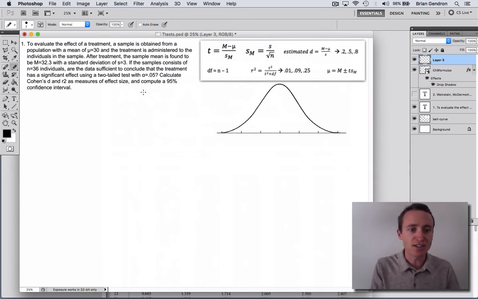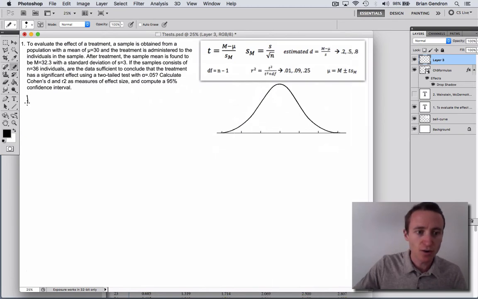At the end of the question, it says, calculate Cohen's d and r squared as measures of effect size and compute a 95% confidence interval. So there's a lot going on here, but let's take it step by step and we'll see how it goes. Step 1, as always, should be your hypotheses. We're doing a two-tailed test, and so the hypotheses are going to look like this.